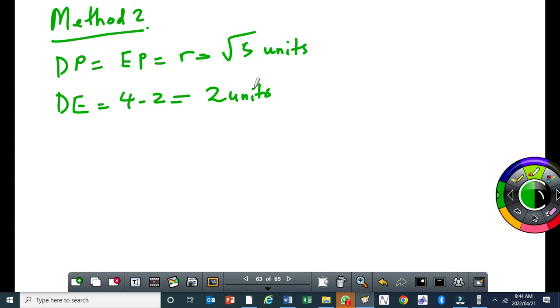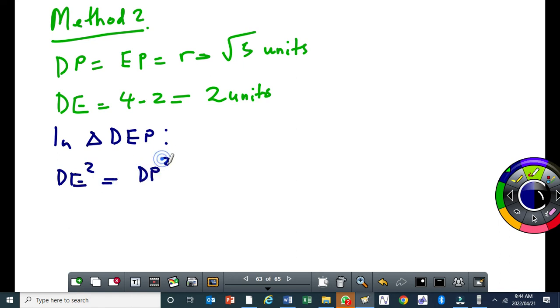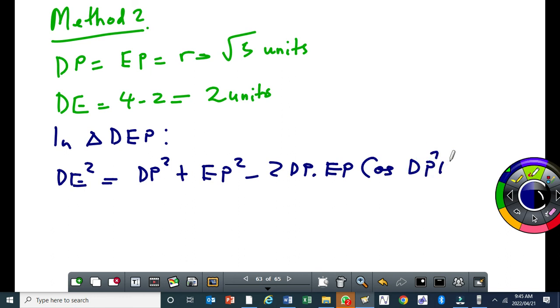Okay? Then we'll say in triangle DEP, in triangle DEP, if you use the cosine rule, it will be DE squared will be equal to GP squared plus EP squared minus 2GP times EP times the cosine of GPE.